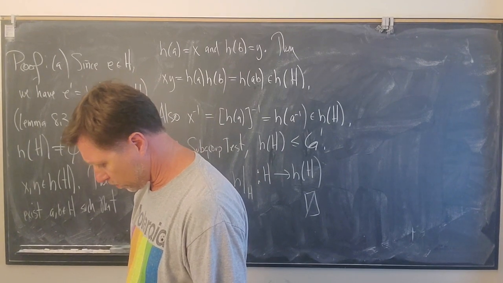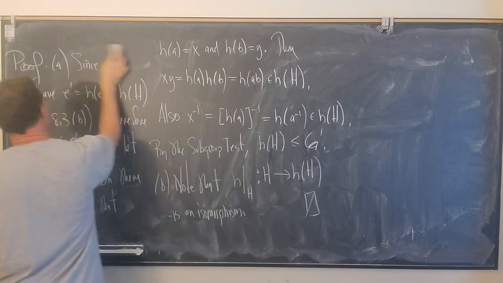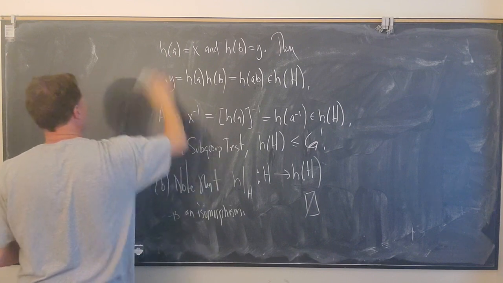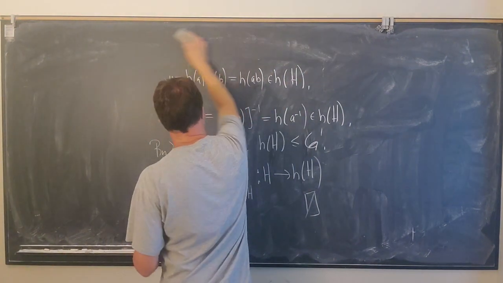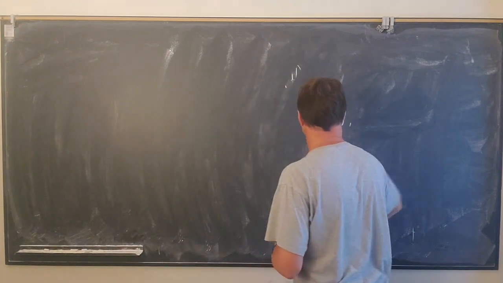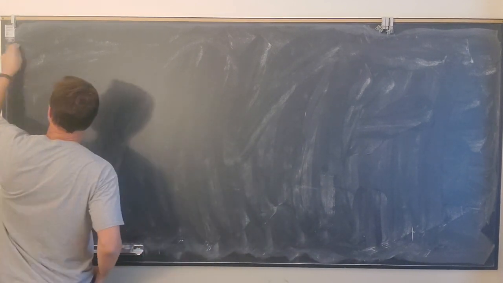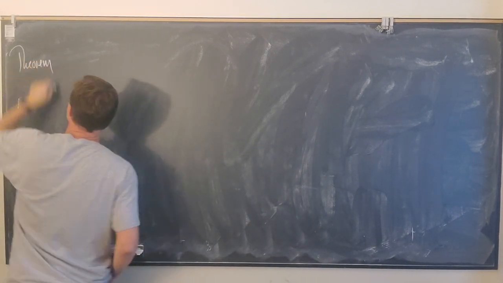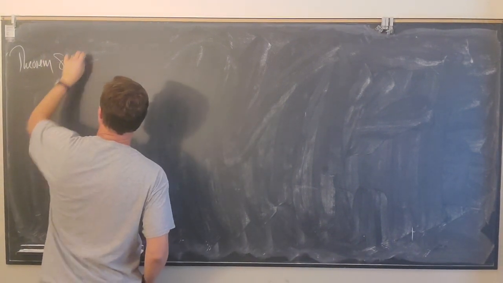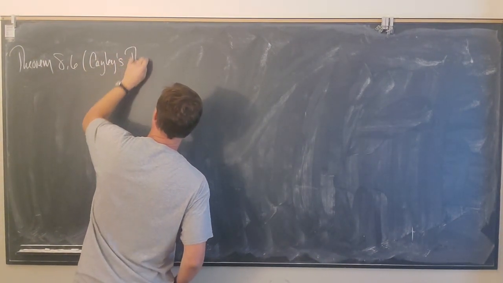Okay, so I want to do one more. We're going to finish this chapter with a sort of famous theorem. I said that permutation groups are an important class of groups when it comes to the study of group theory, and this theorem is really going to tell us why. So this next theorem actually has a name. This is theorem 8.6, and it's called Cayley's theorem.